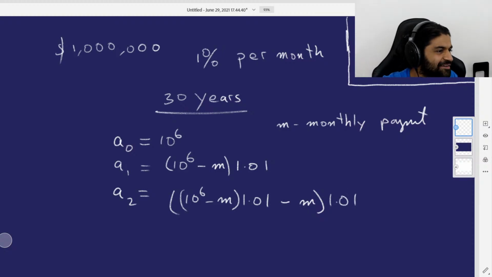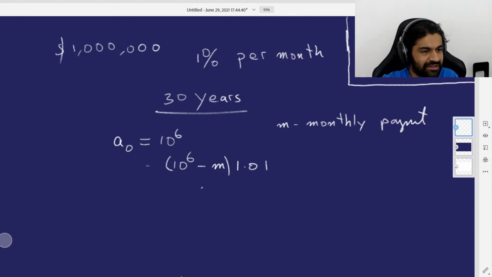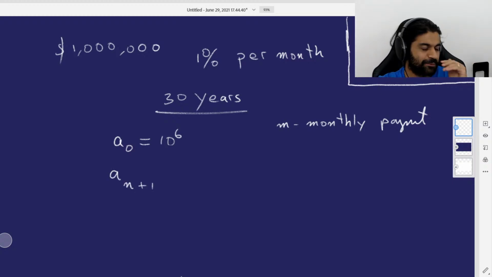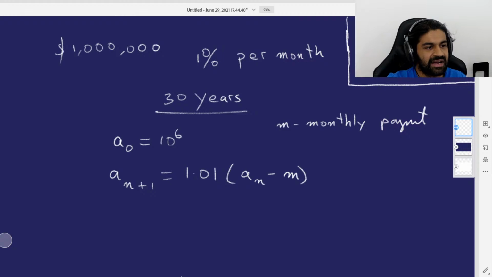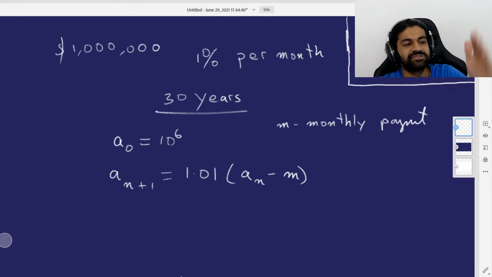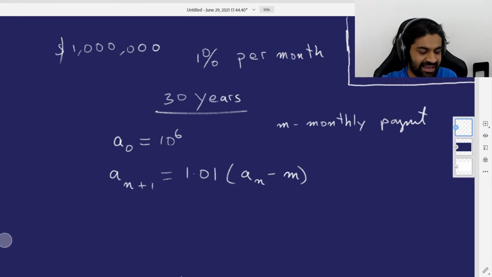So if I were to summarize this pattern in a simple formula, I would write that the amount left in the mortgage in month n plus 1 is just going to be 1.01 times whatever was left on the mortgage in the previous month, minus whatever your monthly payment is. That's it. That's the recurrence. So in the next month, you take the previous month, you subtract M, and then you apply the interest. Let me know if there are any questions about that. So this is the recurrence.